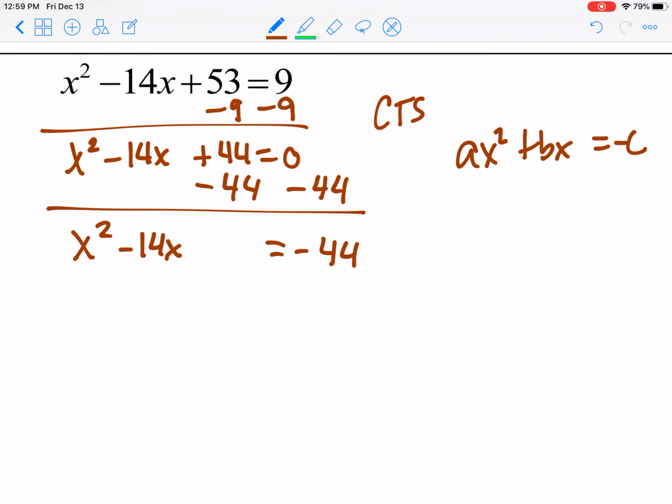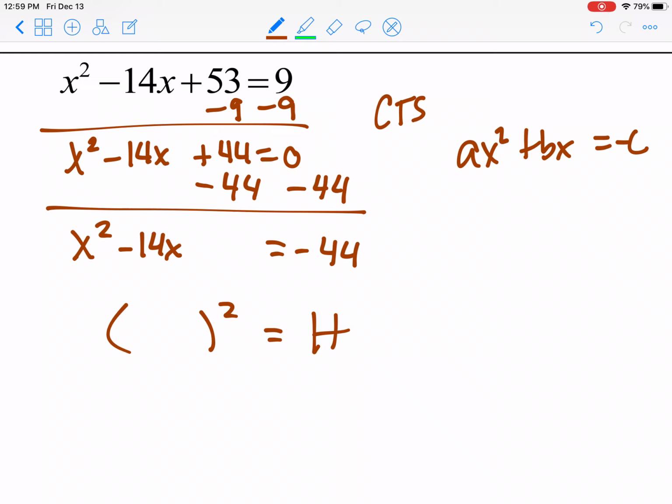Okay, for completing the square, what we're trying to do is build a perfect square factor so that we get something squared equals number. Then we can take the square root. Now, if I were to take a number and add it to itself and get -14, what would that number be? It would be -7. Another way to think of that is to say take -14 and divide by 2.